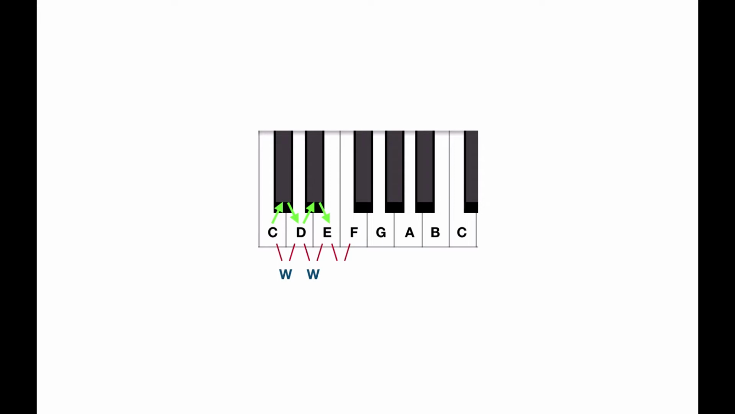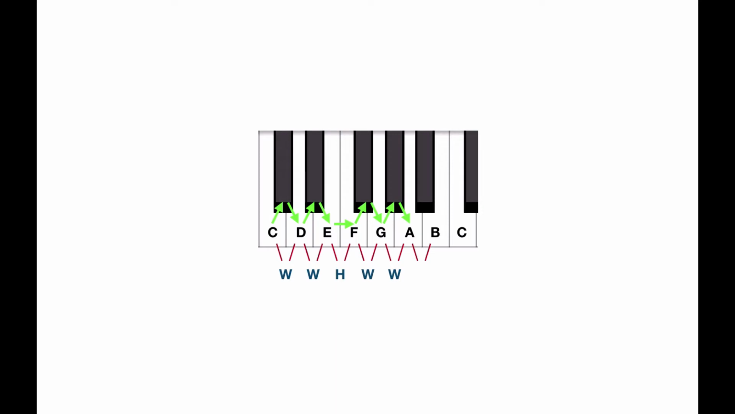Taking a look between E and F, there's just 1 half step. There's no black notes to count here, so E to F is a half step. That's an H. Let's take a look between F and G. We count 1 half step, 2 half steps. So we have a whole step. Let's put W in there. G to A, same again. G to G sharp is a half step, and G sharp to A is a half step. So 2 half steps is a whole step. Let's put W here because there's a whole step between G and A.